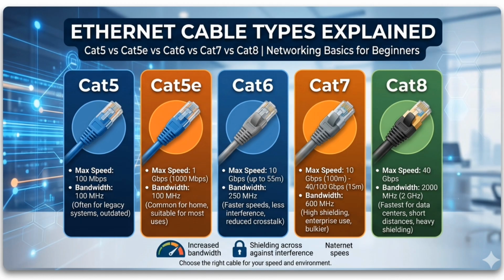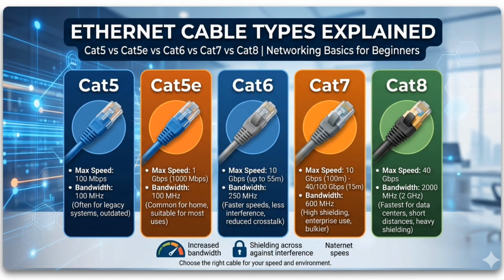An easy comparison of all Ethernet cables: Cat5 gives 100 Mbps speed, covers up to 100 meters, and is good for basic networking, whereas Cat5e provides up to 1 Gbps. It covers a 100 meter distance and is good for homes and small offices.